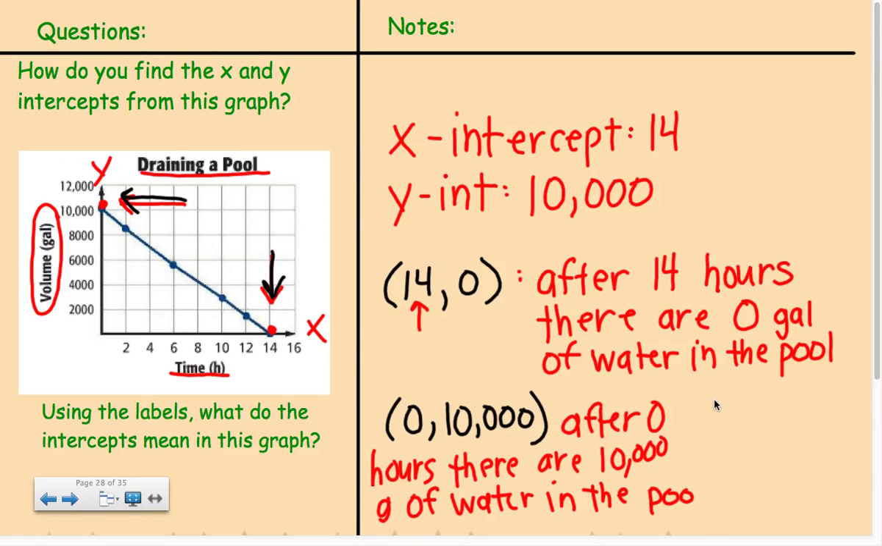So let's see if that makes sense. Right here, we're starting at the left of the graph. We're draining a pool. So right there, no time has passed. The pool has all the water in it. After 14 hours have passed, there's no water left in our pool. If we're draining, our line is going down from left to right because the water is slowly going out of the pool.